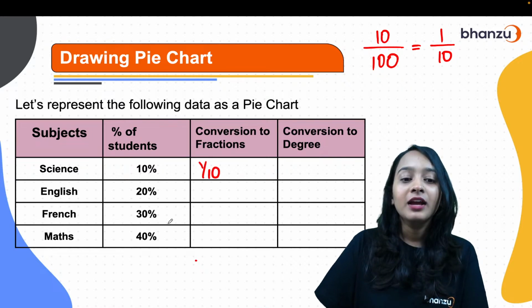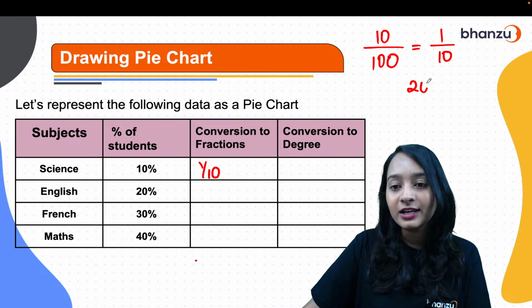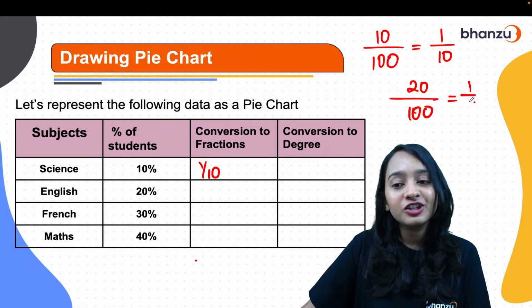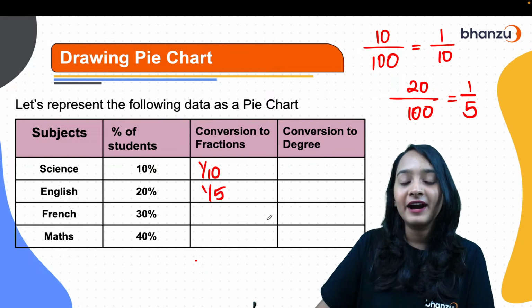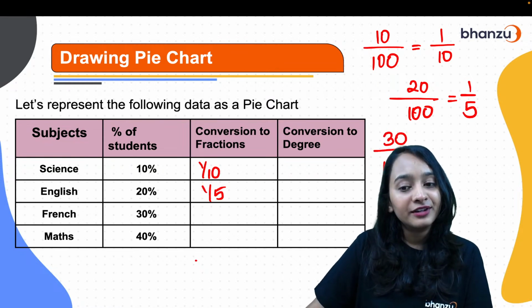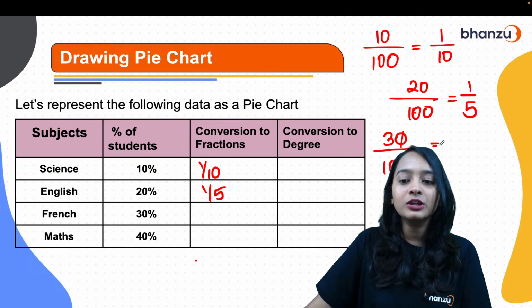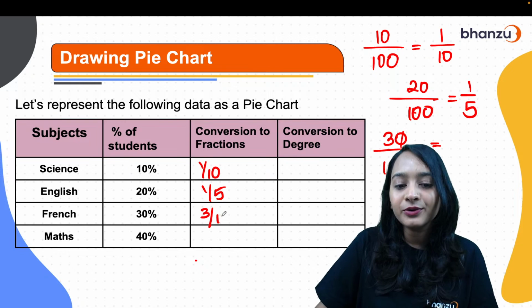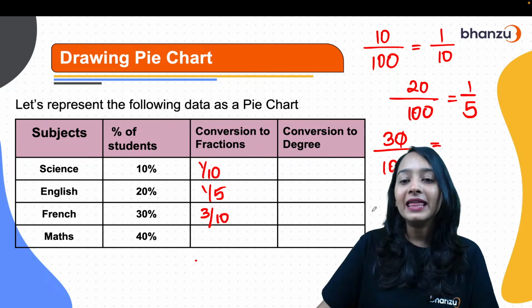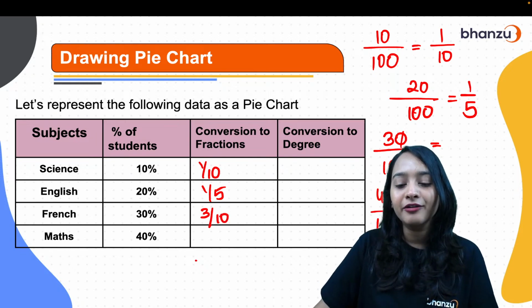Now how about 20%? 20 by 100. On simplification, it will become 1 by 5. 30 by 100, that is nothing but 30%. You can just cancel out the zeros. You cannot simplify it further. So we're just going to write it down as 3 by 10. And then you have 40 by 100. That is going to be 2 by 5.